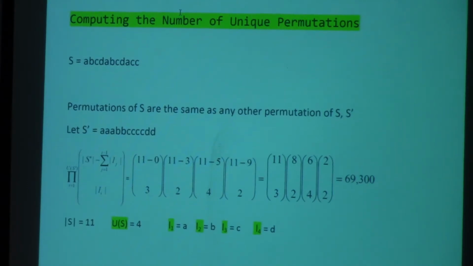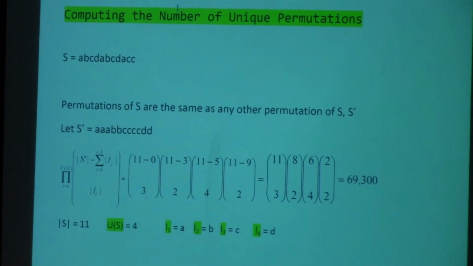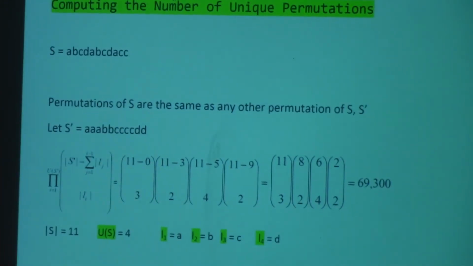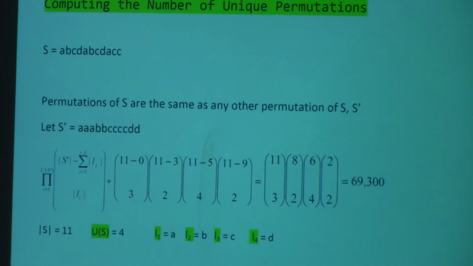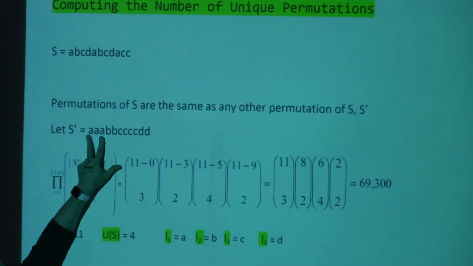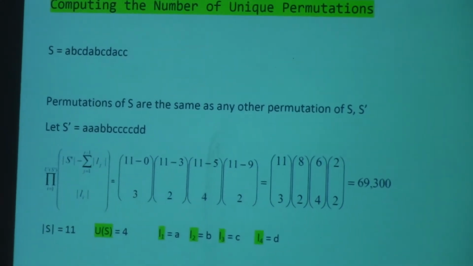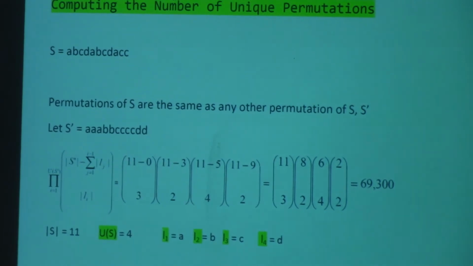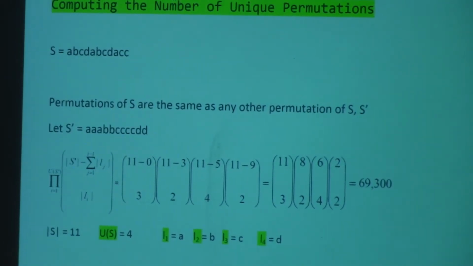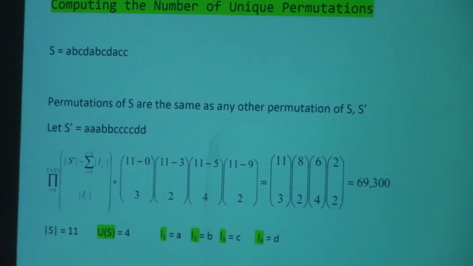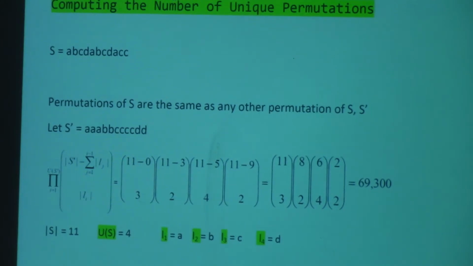Now, I make one observation. The number of unique permutations of that string is equivalent to the number of permutations of that string's permutation. So I choose a permutation that's especially useful for me, and I call S prime. I put all the A's, all the B's, all the C's, so I can kind of count them out. So what's the length of the string? 11. So notice that there are 3 A's, 2 B's, 4 C's, 2 D's.